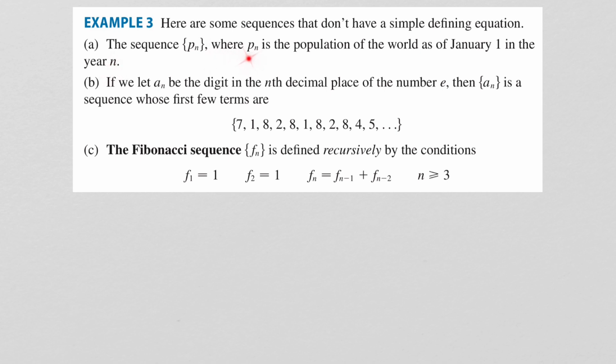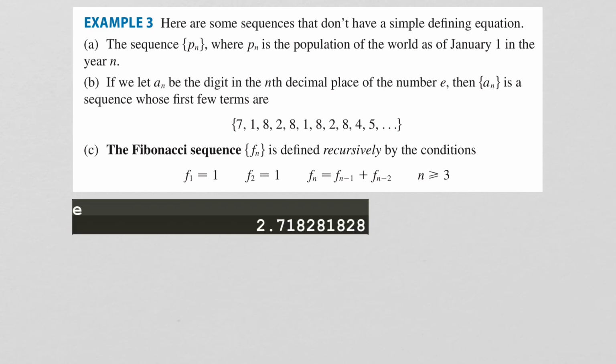So this is not well defined, right? It's not a formula that you can plug into, but it would definitely produce a sequence of numbers, a list of numbers. In the next example, we could let an be the digit of the nth decimal place of the number e. So what is the number e? According to my calculator, e is the number 2.718281828, etc. And so we can see that the first decimal place of e is 7. The second decimal place is 1. The third decimal place is 8.